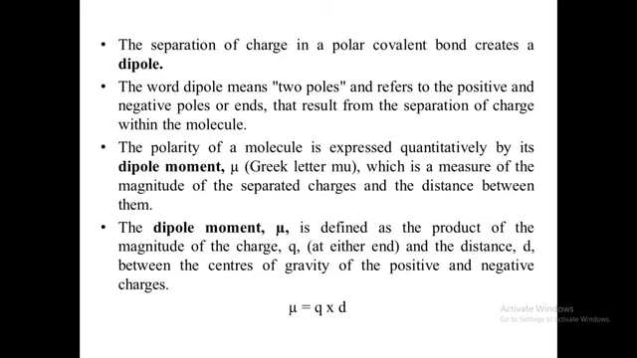The word dipole means two poles and refers to the positive and negative poles or ends that result from the separation of charges within a molecule. And this dipole creates a net dipole moment in a molecule, and it is a factor or a source for the production of polarity in a molecule. Definitely, this is a property that is responsible for various types of reactions and applications of a molecule. So we must know the polarity of a molecule.